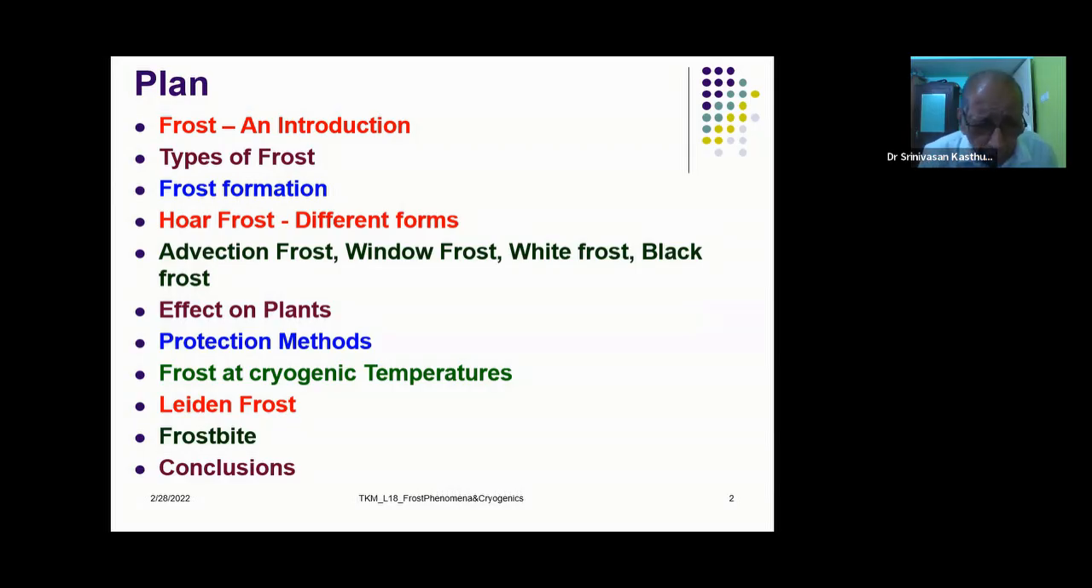Then we come back to the frost at cryogenic temperatures. What is the nature of frost at cryogenic containers, for example? Then there is an important thing called Leiden frost. And then we'll talk about frostbite. Suppose you are handling cryogenic fluids, or you are working in a very low temperature climate, then you get what is called frostbite. And then we conclude the talk. So basically, this whole talk is related to the complete frost phenomenon.